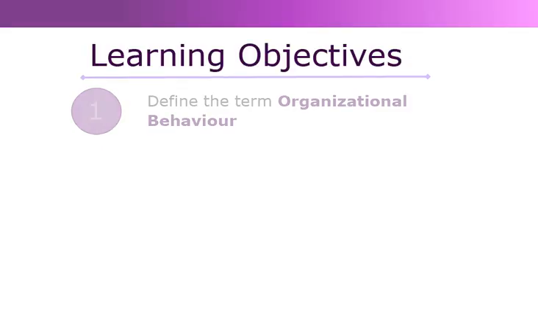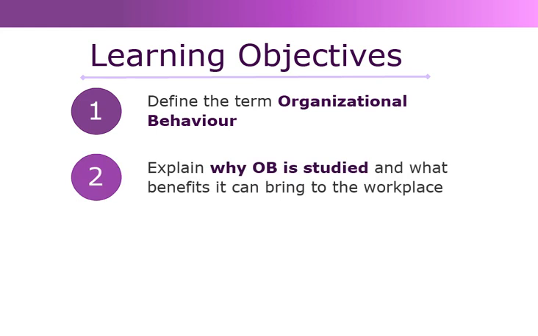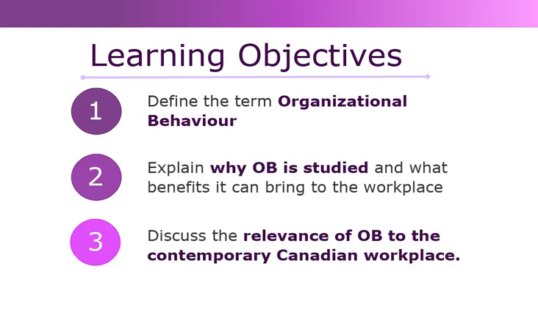The three learning objectives that we will be focusing on in this chapter are the following. One is looking at organizational behavior and defining what it is. Two, explaining why we study OB and the benefits towards that. And third is what is the relevance of OB in the workplace? And we'll look at areas like diversity and globalization as examples.